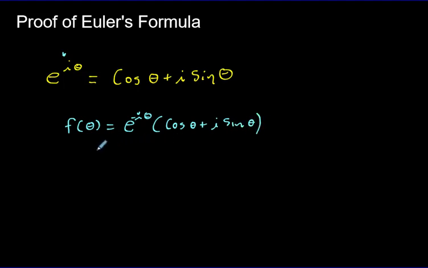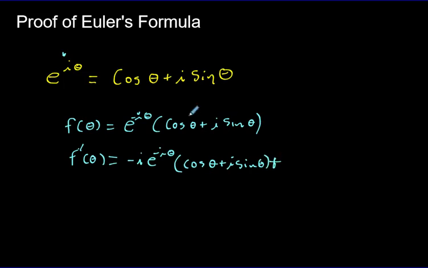Good. And then we're going to differentiate this, right? So I'm going to say f prime of θ, the first derivative, and this is a product rule. If I take the derivative of this guy, it's going to be -i e^(-iθ), times this guy, which is cosine θ plus i sine θ. And now the product rule: I'm going to take the derivative of this guy times this. The e^(-iθ) is not going to change, but this guy will. The derivative of cosine is negative sine θ, plus i cosine θ, because the derivative of the sine is just the cosine.